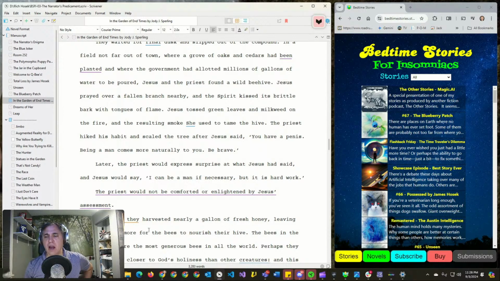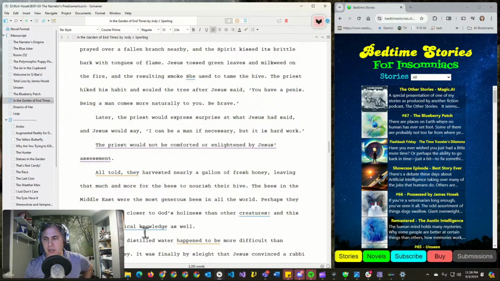All told, they harvested nearly a gallon of fresh honey, leaving that much and more for the bees to nourish their hive. The bees in the Middle East were the most generous bees in all the world. Perhaps they knew they were closer to God's holiness than other creatures, and this was a geographical knowledge as well.